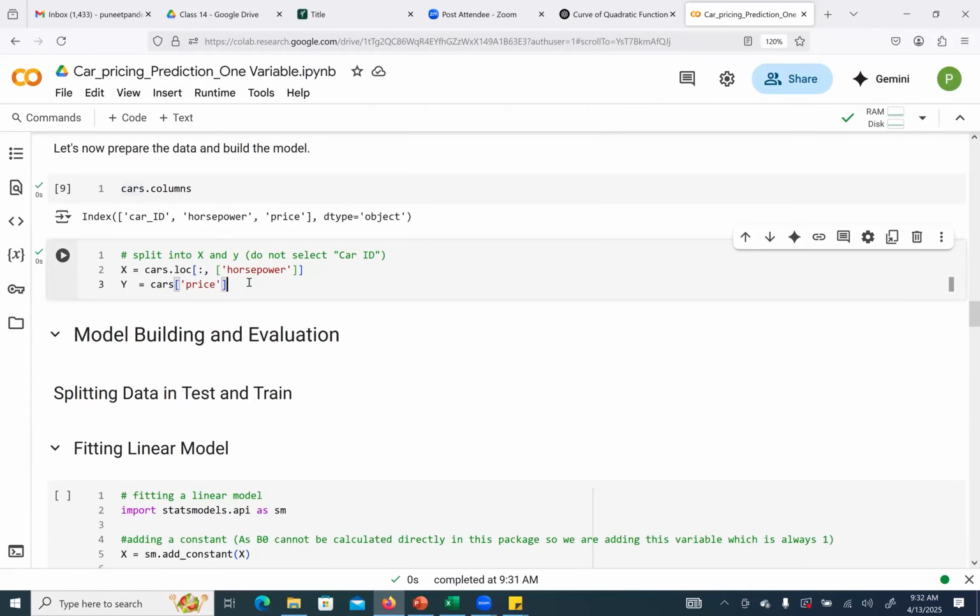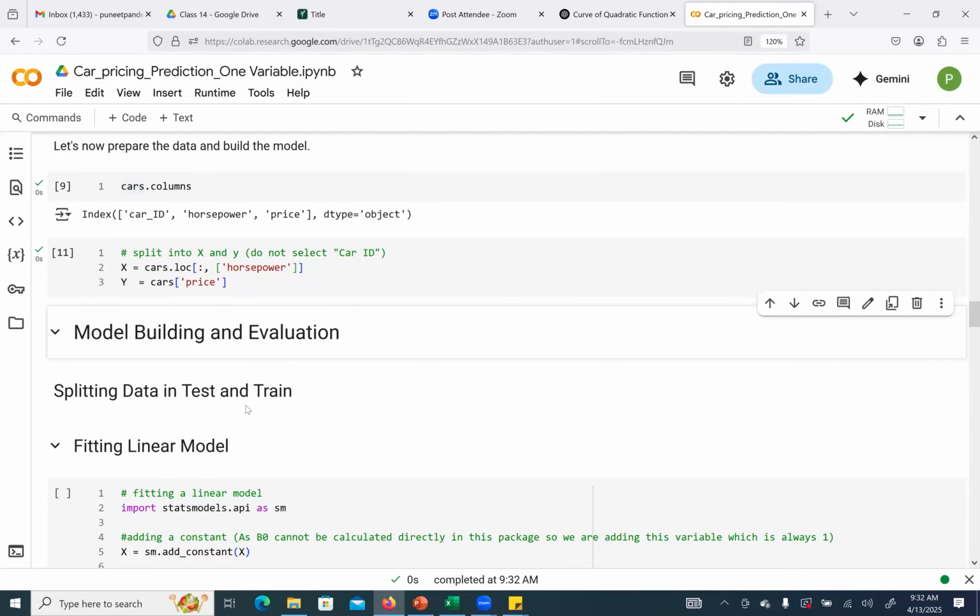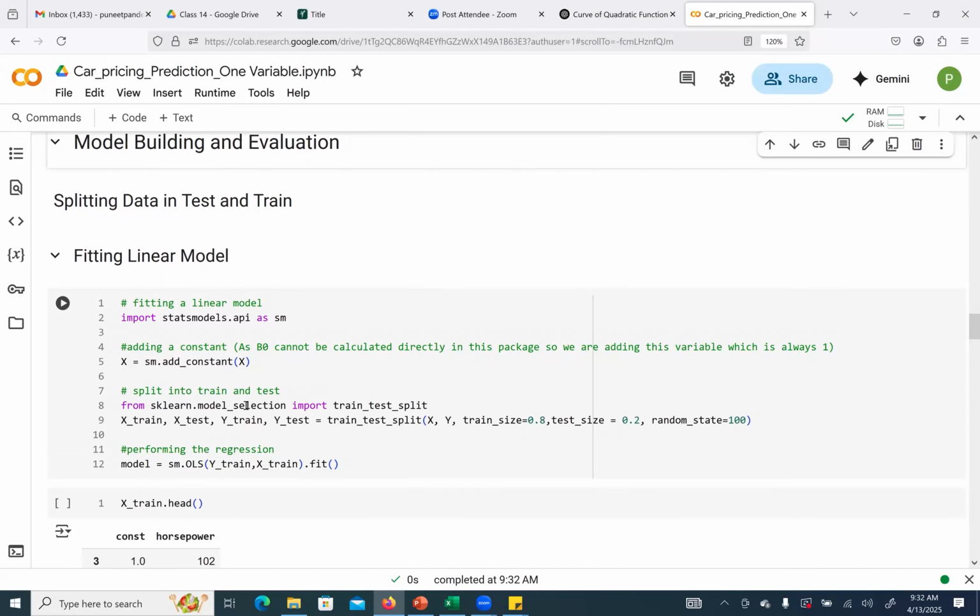So I have separated the input variable and the target variable. Input variable is horsepower. If there were 5 different variables, I would put all the 5 variables here, and you will keep the target variable separate. Now the second part is I will be splitting the data into test and train. As we had discussed, we keep 80% of the data for training and 20% of data for testing.